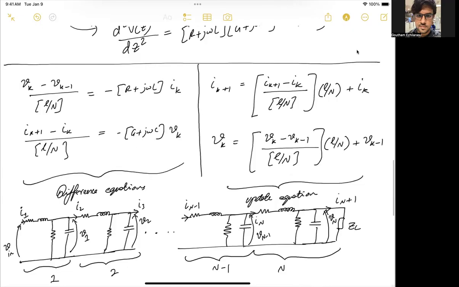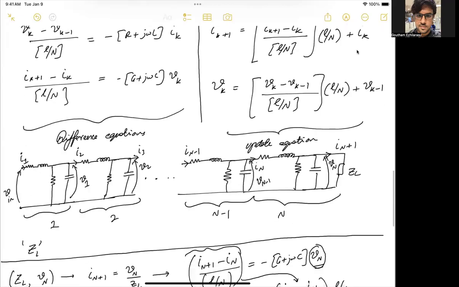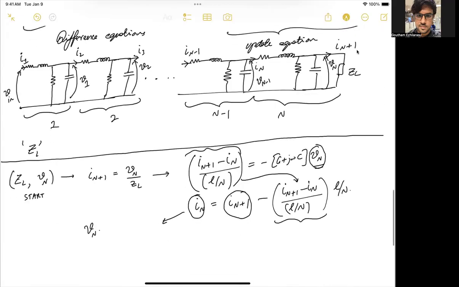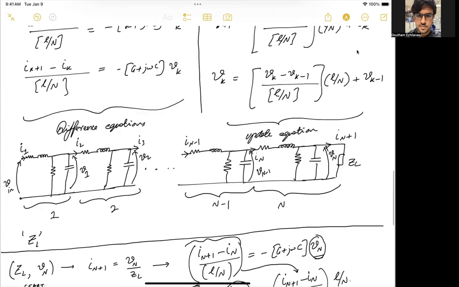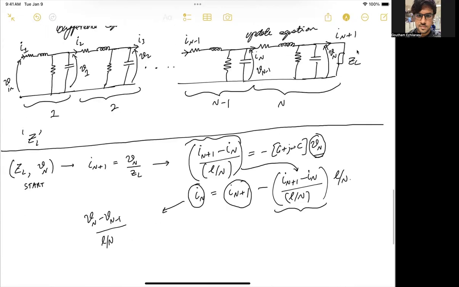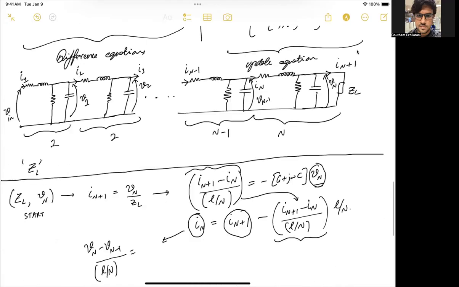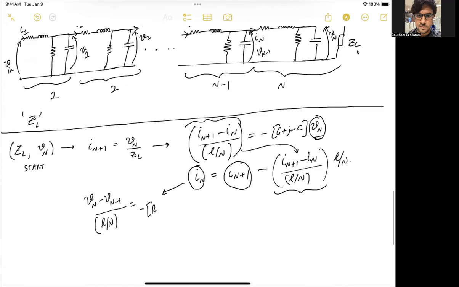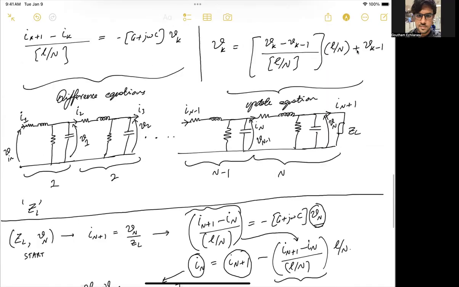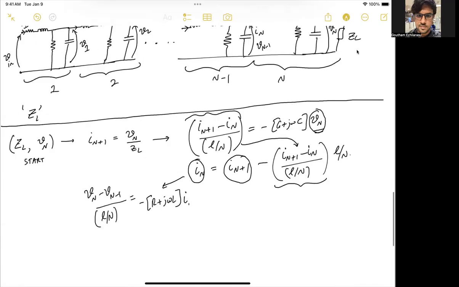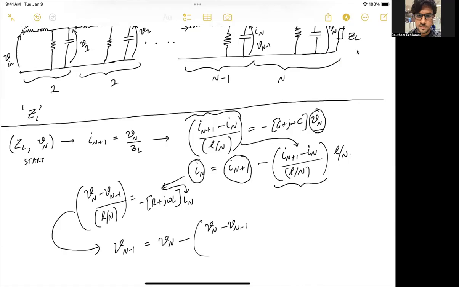And now that we have In, we can calculate the slope in V. So (Vn minus Vn-1) over L over N is just going to be equal to minus (R plus jωL) times In. Now this In is substituted here, and we can get the slope, and then use it in the update equation for the voltage to get Vn-1 as Vn minus this calculated slope, (Vn minus Vn-1) divided by L over N, times L over N.